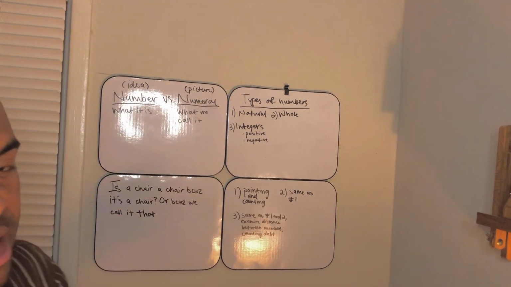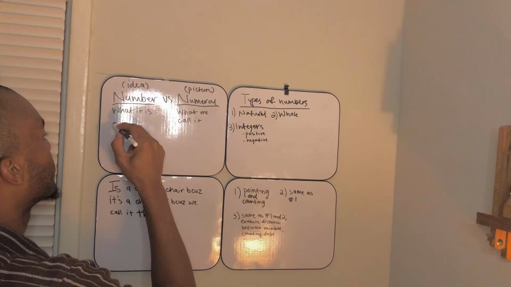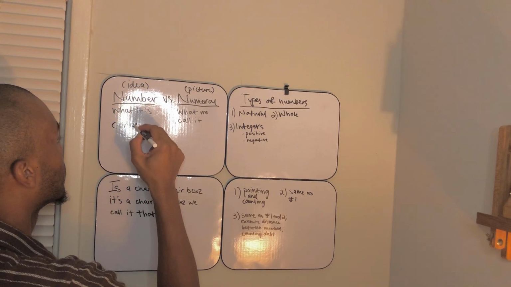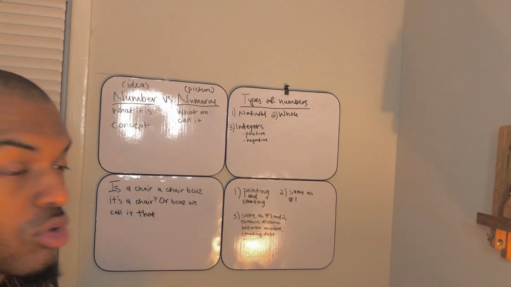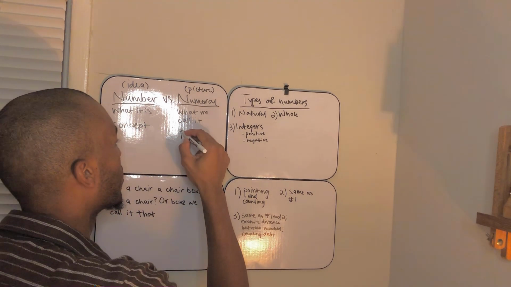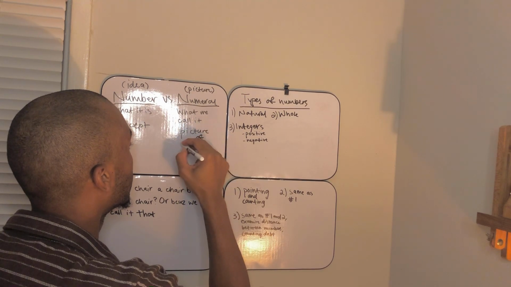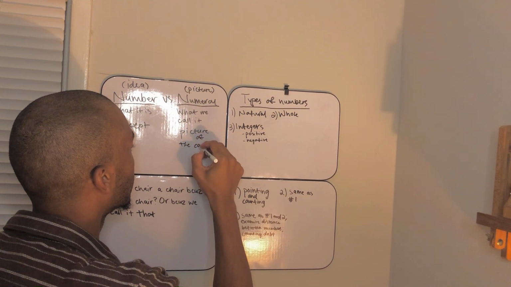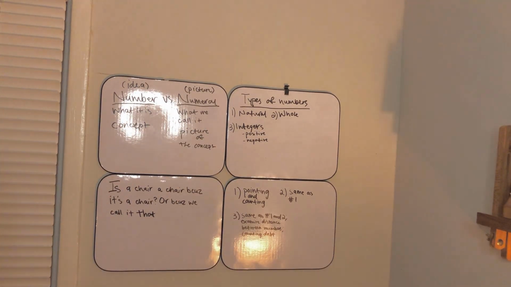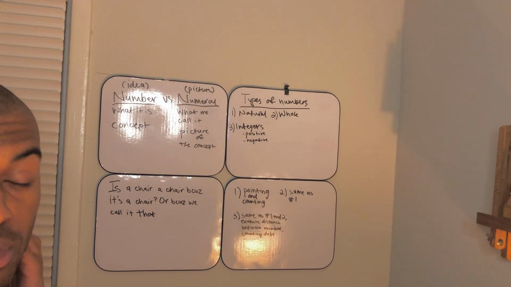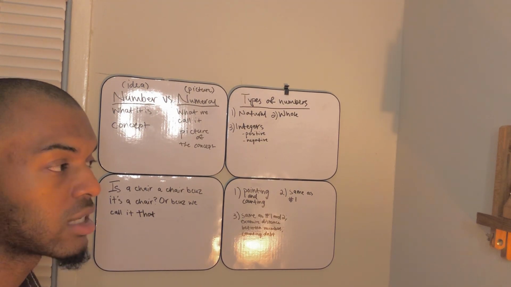A number is an idea, essentially. A number is a concept. But a numeral, we'll say, is a picture, the picture of the concept. So every number has a numeral, theoretically and practically.